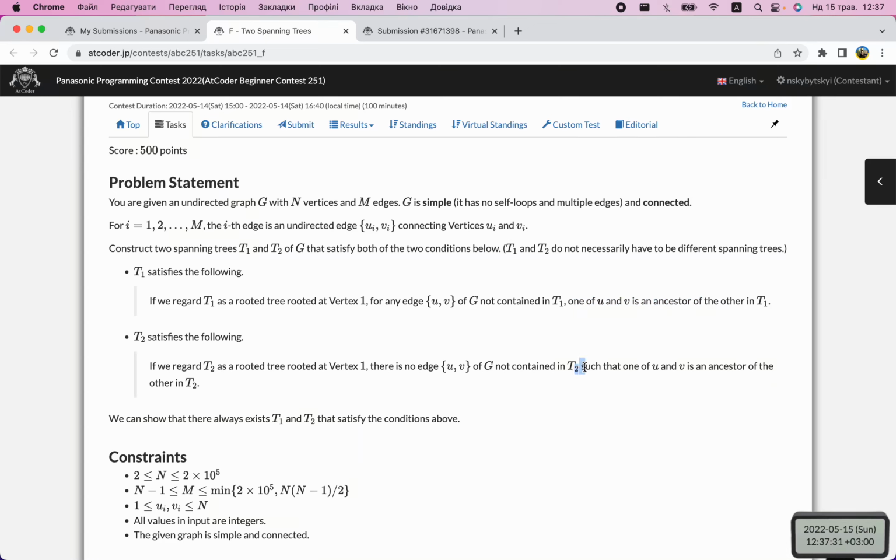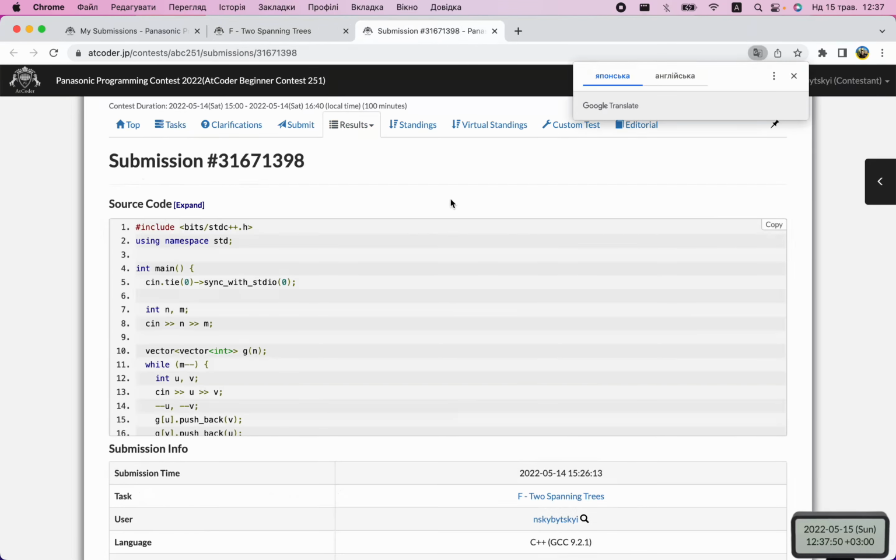And in the second tree, none of the endpoints was allowed to be an ancestor of the other, so it should have been a cross edge, if I remember the names of tree edges correctly. So this was a problem about classification of tree edges.